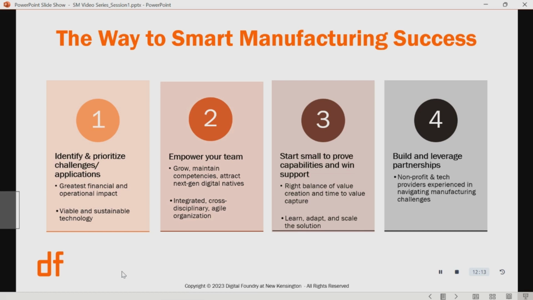Step number 4 is to build and leverage partnerships. Nonprofits like the Digital Foundry, tech providers, and integrators that are experienced in navigating manufacturing challenges can bring the benefit of their experience and their application of those technologies. You don't want to try to do this in a vacuum. There's a lot of help out there, and we would like to be a part of that help chain for you to take the steps that we've outlined here.